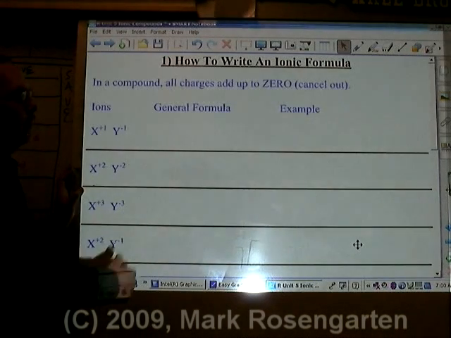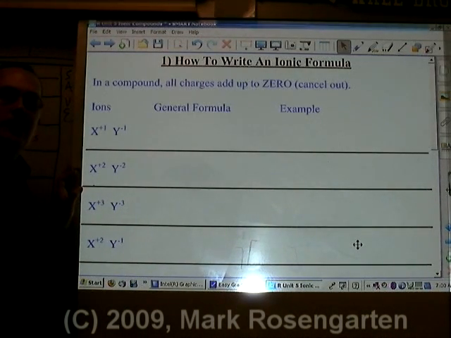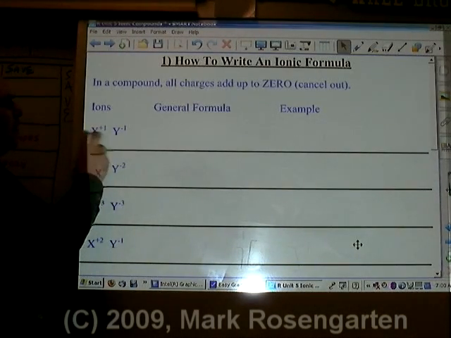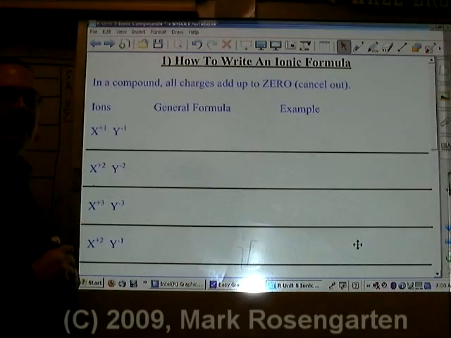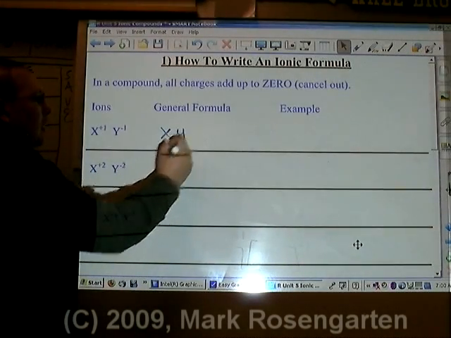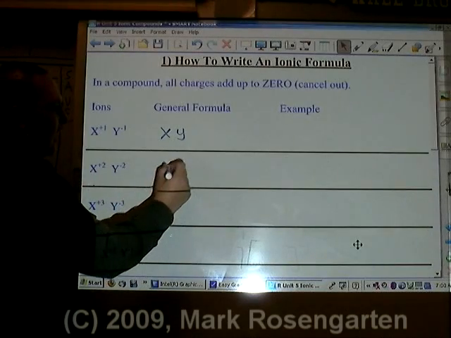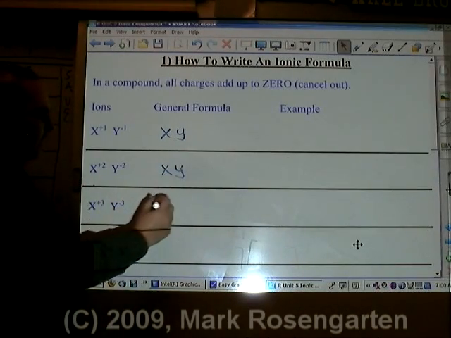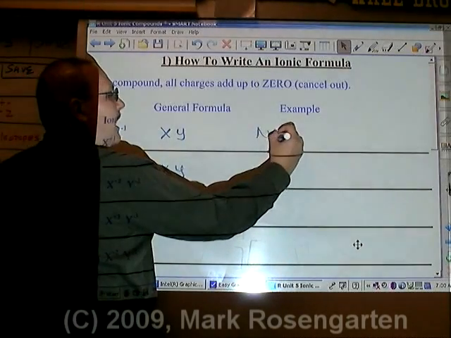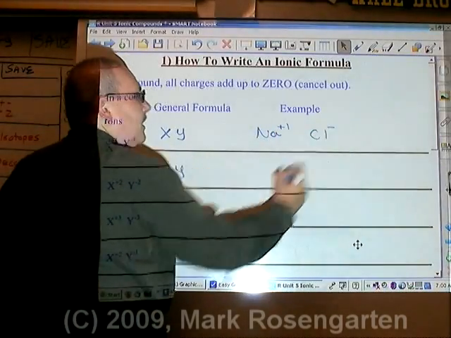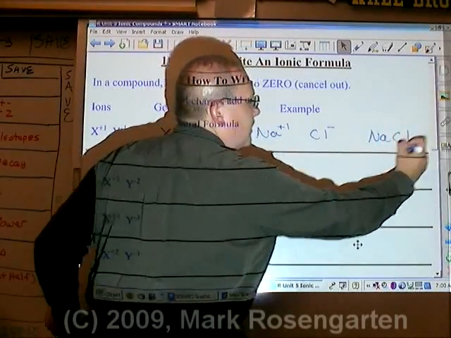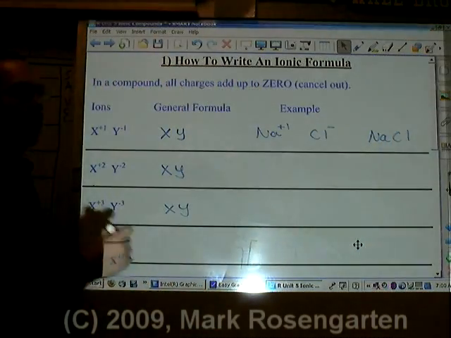Writing ionic chemical formulas is one of the most important things you need to be able to do in chemistry. Here's how it's done. When two ions combine, their charges are going to cancel out. +1 and -1 cancel out. +2 and -2 cancel out. +3 and -3 cancel out. For example, Na+1 and Cl-1, their charges cancel out, giving a formula of NaCl, known as sodium chloride.